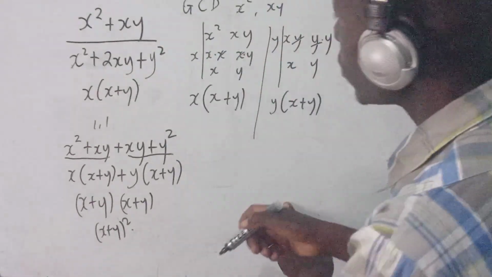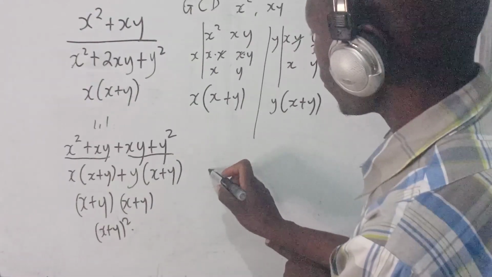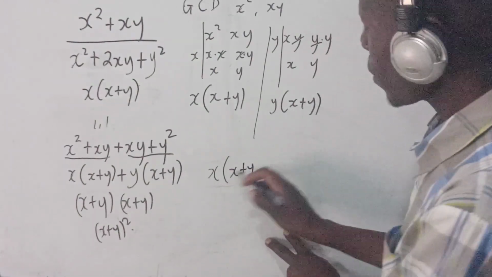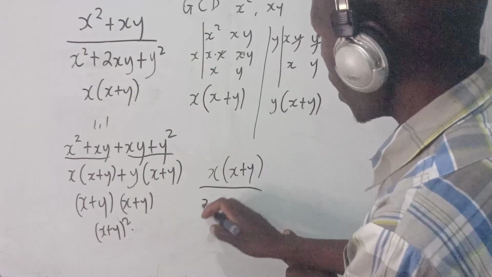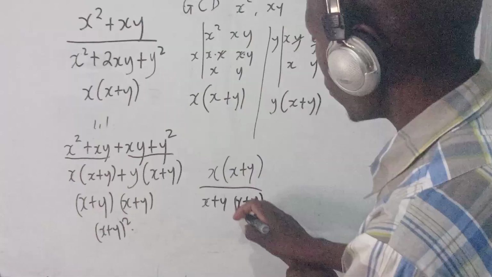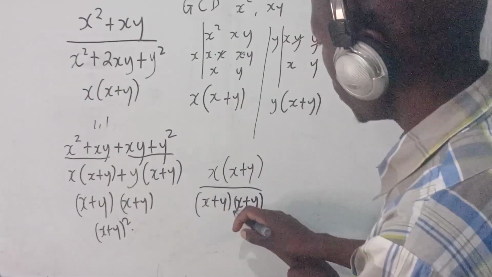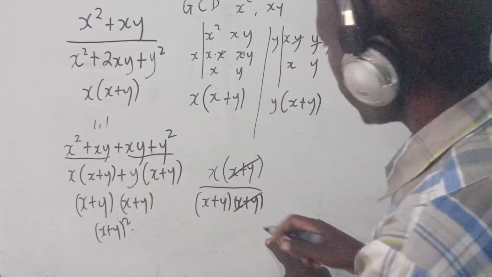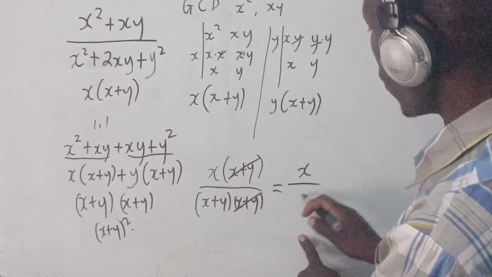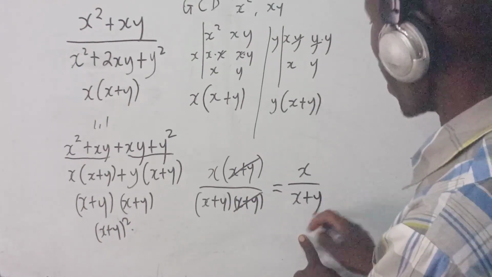Let us now combine the two, the numerator and the denominator. That's x into x plus y over x plus y and x plus y, all of them in brackets. This one seems to be the same. You cancel out. So the answer is x over x plus y.